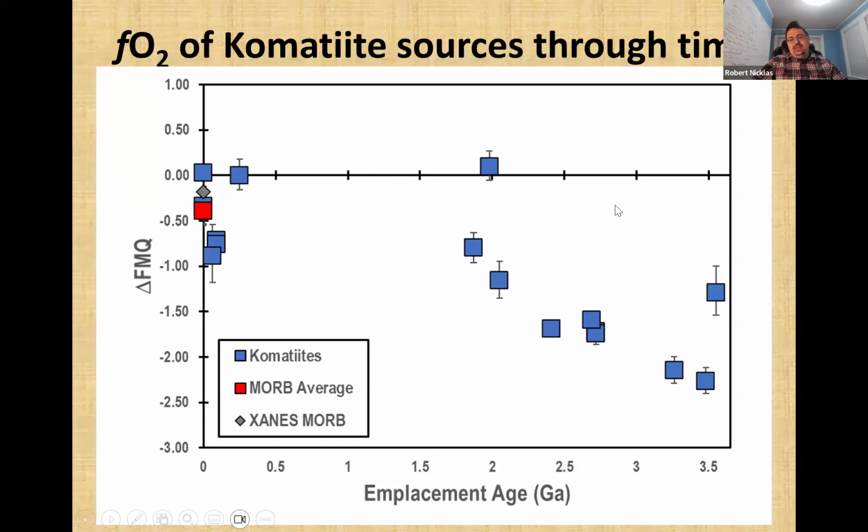But what was most exciting to us is we see a variation with emplacement age. Our oldest lavas show some scatter, but we go from the lowest lava at around 3.48 billion. We see an increasing trend to around 1.9 billion around here. And then after that, we don't really see a trend. Our more modern picritic lavas seem to overlap pretty well with what we think MORB to be. This is a MORB average using vanadium and olivine oxybarometry, which is what we're using here. And then there's the more conventional Zanes method, which you need glass for, which shows a similar average.